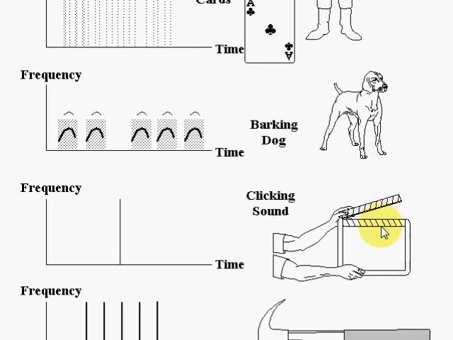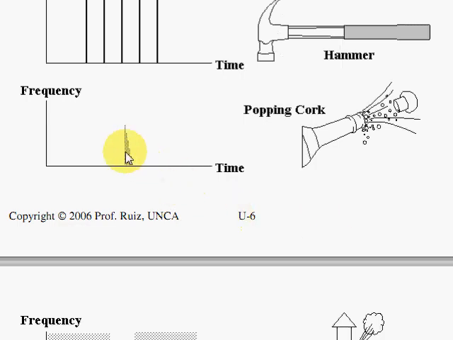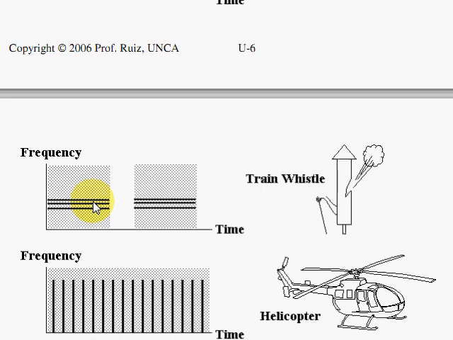Here is simply just clapping or clipping. This is sort of a clip type of a sound, hammer sound, popping the cork there, something like that. Here is a chord, 3 notes, and that's a train whistle.